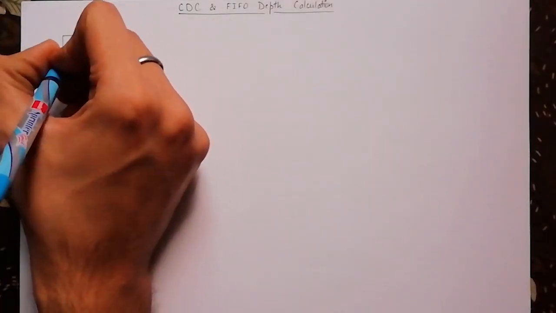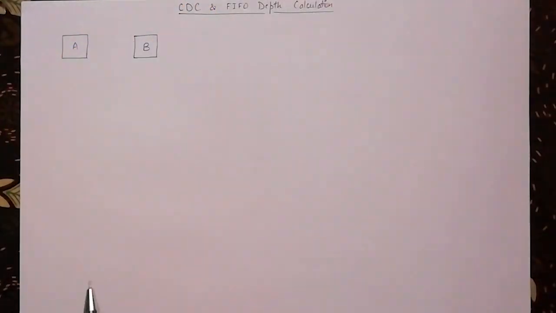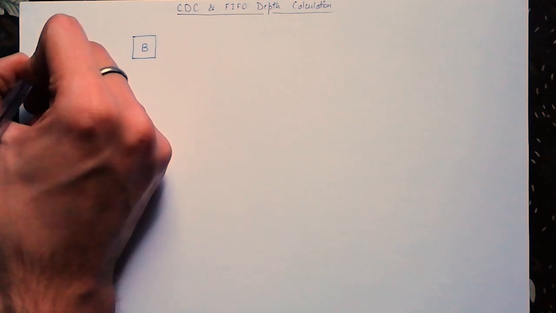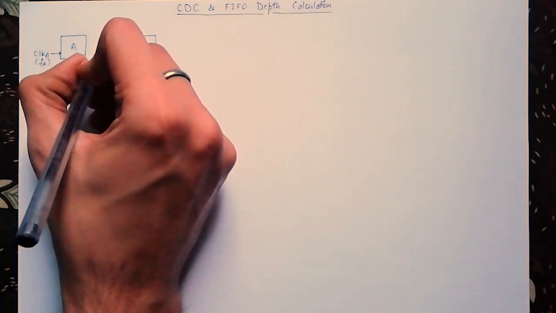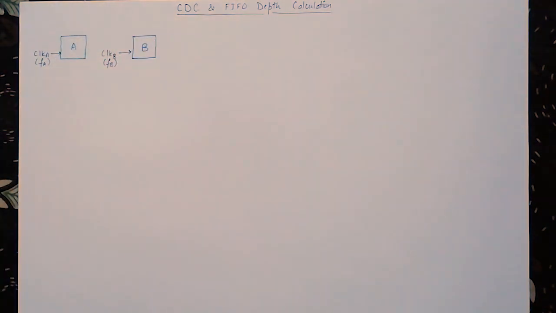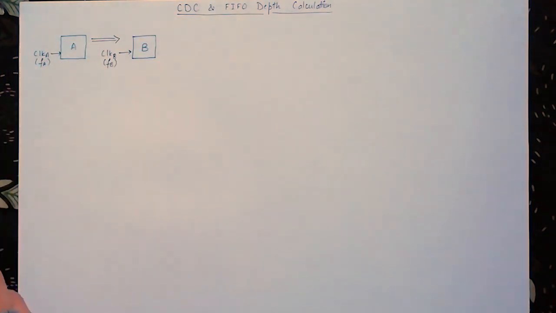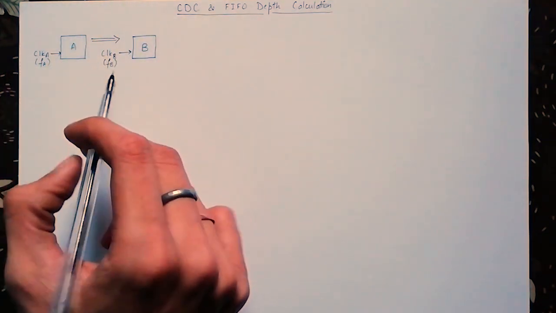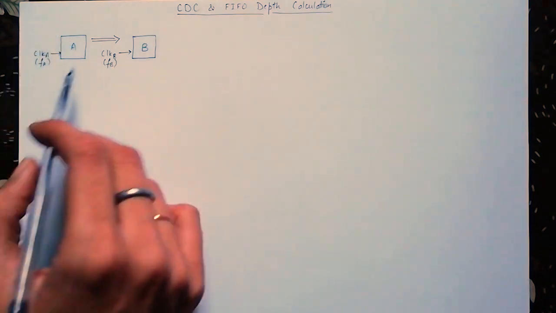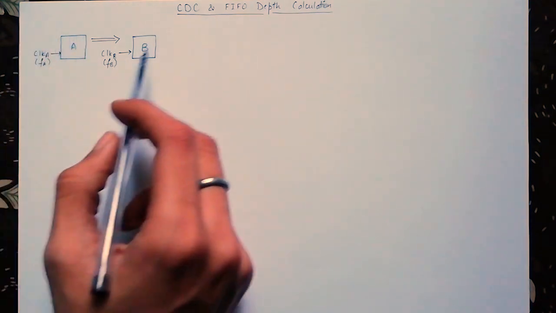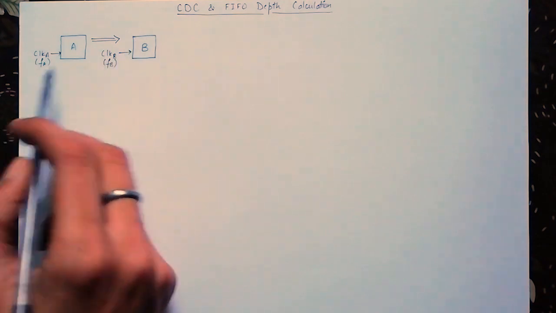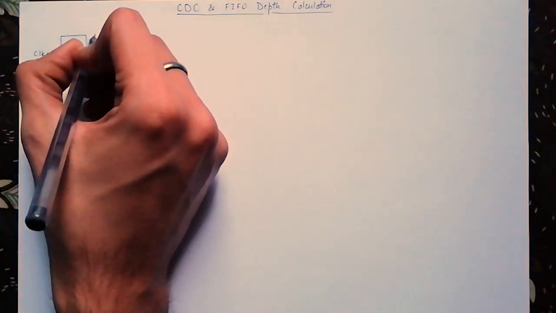Let's say we have two modules A and B. Module A is operating with clock of frequency FA and B is operating at FB. Module A needs to transmit some data to module B. This situation now becomes a problem of clock domain crossing, as we need to cross the data from clock domain A to another clock domain B without any loss of data.